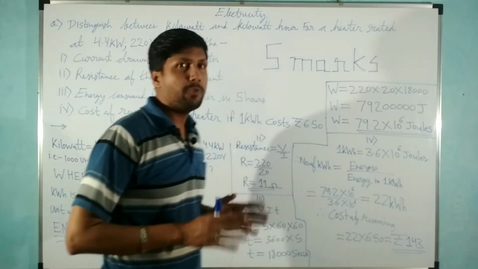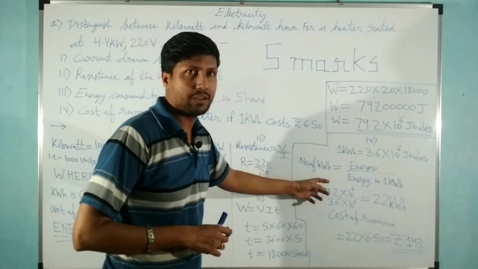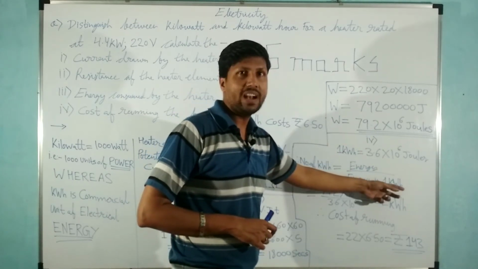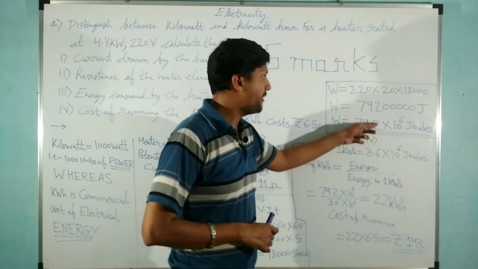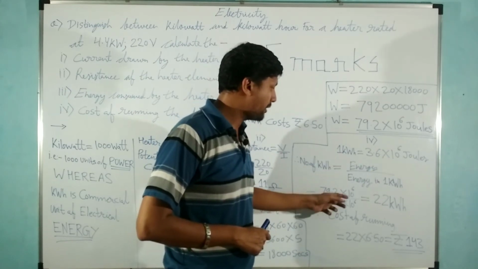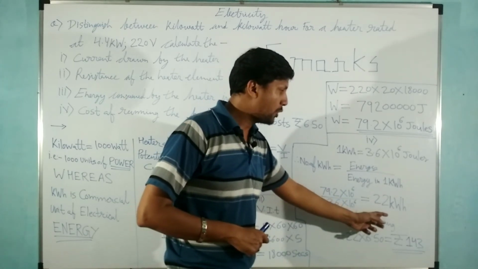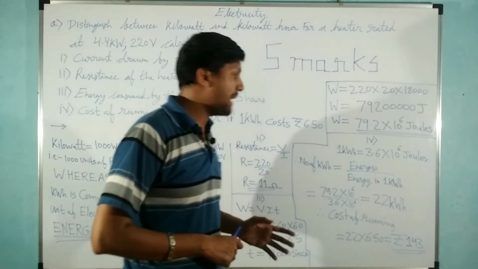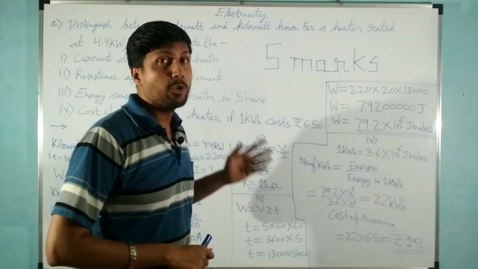Now I have to find the number of kilowatt hours. That will be the energy that we found divided by the energy in 1 kilowatt hour. So 79.2 into 10 raised to 6 divided by 3.6 into 10 raised to 6. The answer will come to 22 kilowatt hours. This is the amount of energy consumed by the heater. Now we have to find its cost.